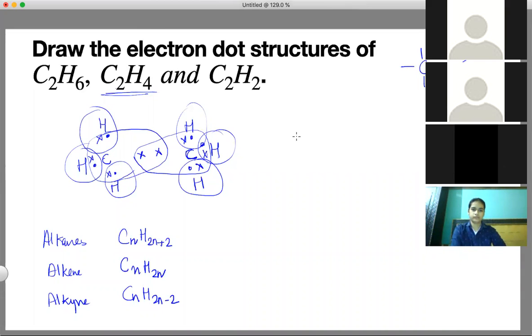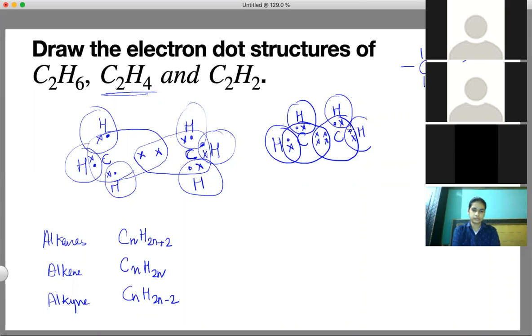Now let's draw this one. We will have two carbon atoms. Let me draw them a little closer. They will be sharing two electrons each. And how many hydrogen atoms will be here? Just two. Shiv, keep yourself on mute. Okay, this is the structure for this.